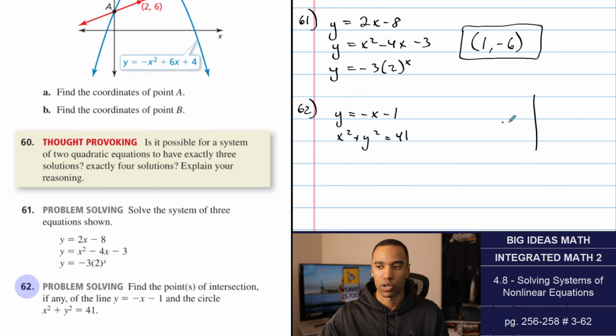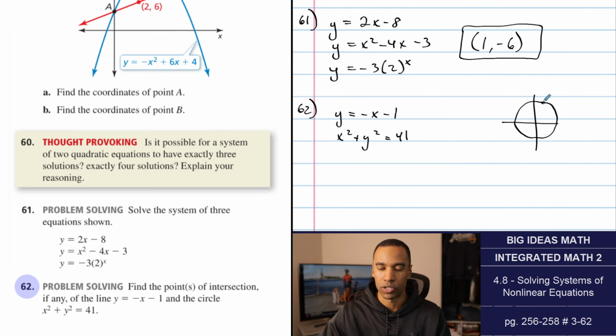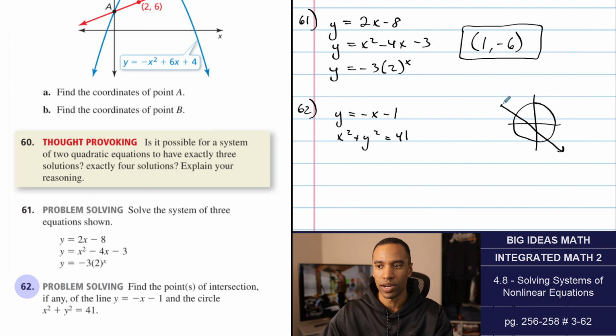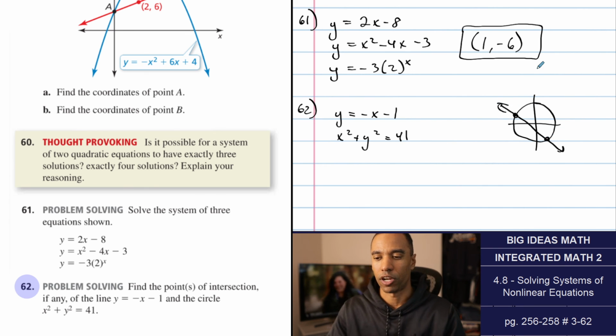I don't know if you know anything about circle equations, but this is going to have a radius. It's going to be centered around the origin, and it's going to have a radius of a little more than 6, close to 6.5, 7. And this is going to have a line that goes like that. It's going to intersect in 2 places. What are those places? They're probably not pretty numbers, but we'll figure them out.